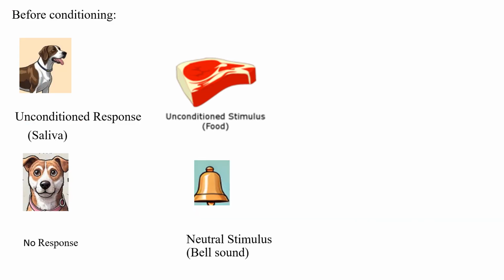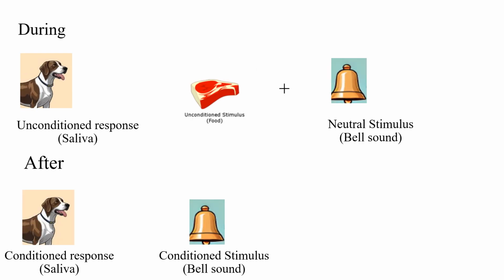Initially, he observed that dogs naturally salivate when they see food. This is an automatic response where the food is the unconditioned stimulus and salivation is the unconditioned response. However, when a bell was rung before presenting the food, the bell itself had no effect at first. This was the neutral stimulus.